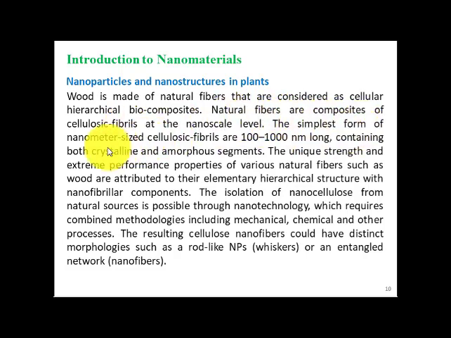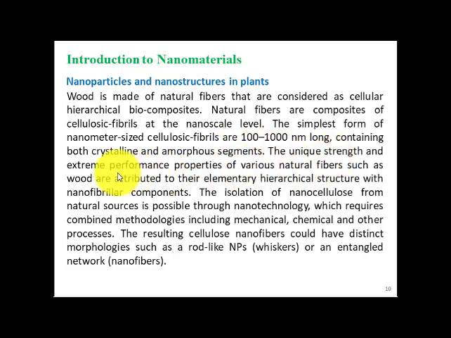The simplest form of nanometer-sized cellulosic fibers are 100 to 1000 nanometers long, containing both crystalline and amorphous segments. So, cellulosic fibers have two kinds of segments, crystalline and amorphous segments. What are crystalline and amorphous segments? The students can learn about it from the crystalline and amorphous solids lecture in BS Chemistry 6th semester.